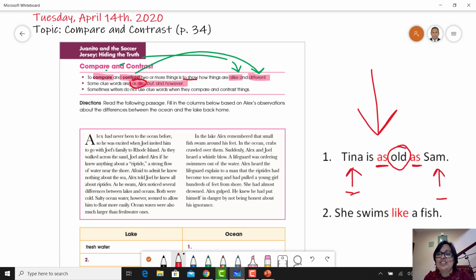Number 2. She swims like a fish. How do the fish swim? Slow or fast? Fast, right? So if we say that someone swims like a fish, we are saying that that person swims how? Fast, right? So we are comparing that person, she, with a fish, and we are using like to compare. So when we use as or like, it is because we are comparing.